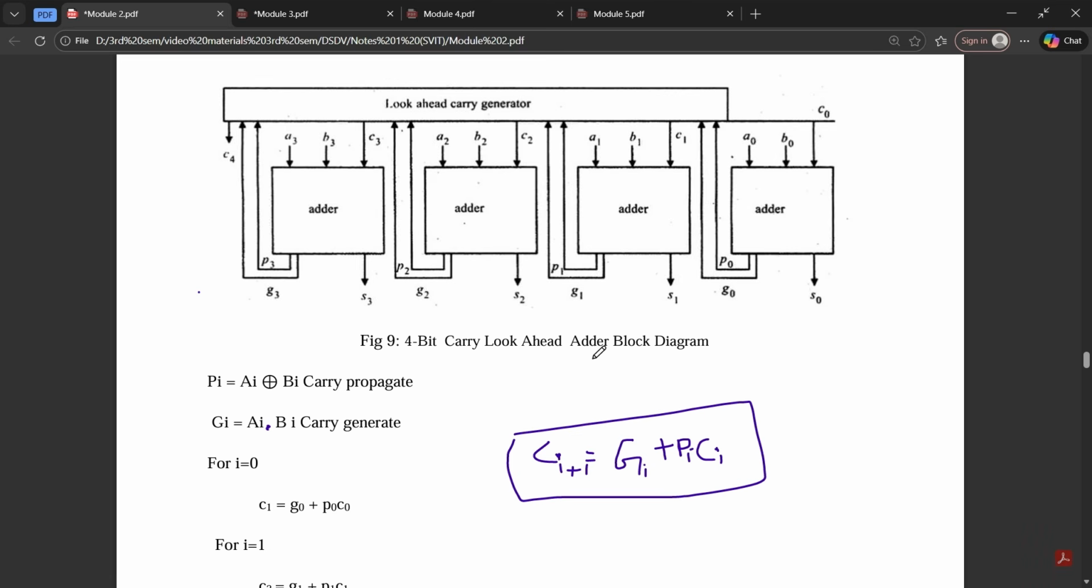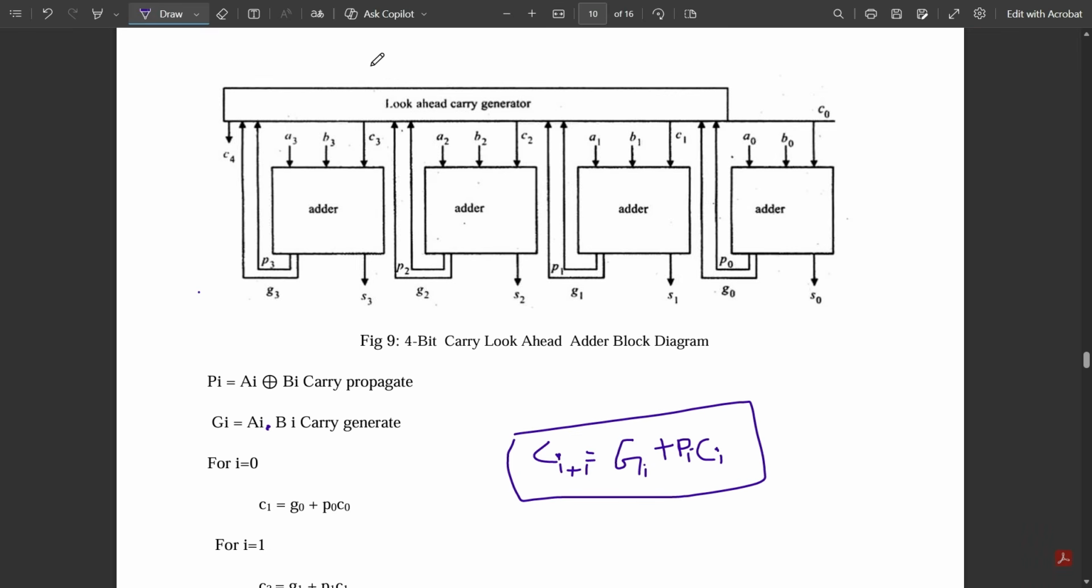Look ahead adder. Okay, so this is the block diagram of that. Starting from the block diagram, the complete concept of the 4-bit carry look ahead adder, along with some of the important terms, I'm going to be explaining it to you guys. Okay, so please listen to this video. This is very important. So let us start with the concept of the 4-bit carry look ahead adder.